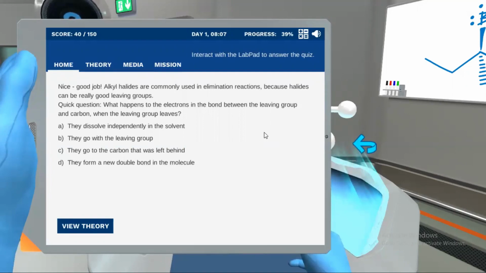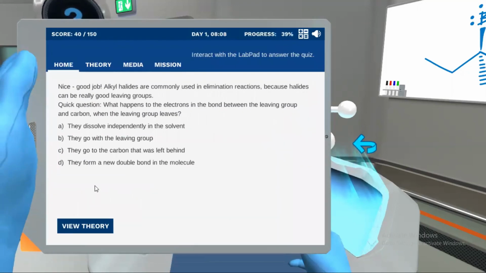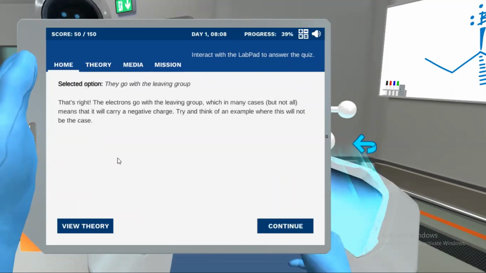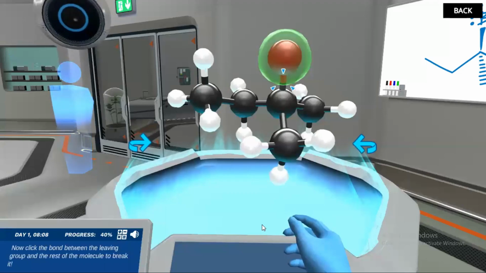Quick question. What happens to the electrons in the bond between the leaving group and carbon, when the leaving group leaves? That's right. The electrons go with the leaving group, which in many cases means that it will carry a negative charge. Try and think of an example where this will not be the case. Now click the bond between the leaving group and the rest of the molecule to break it.